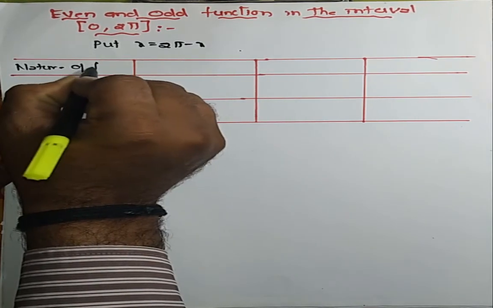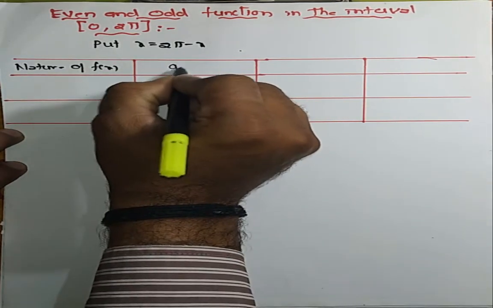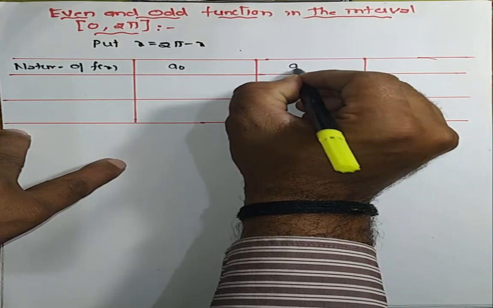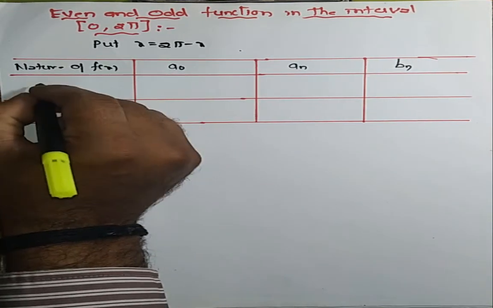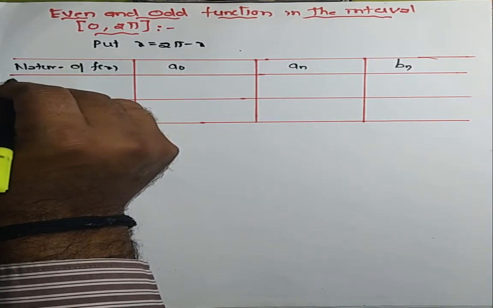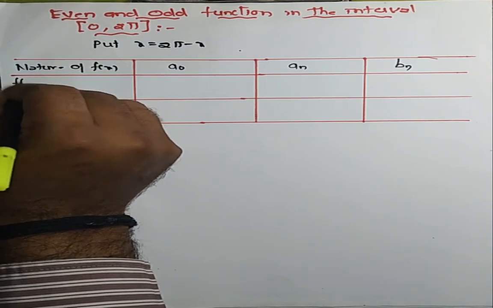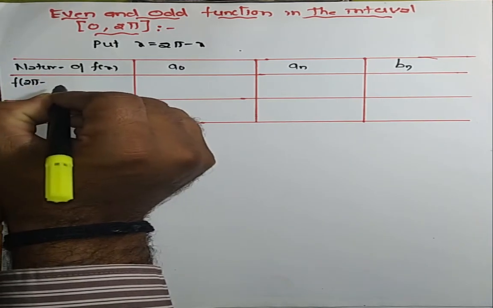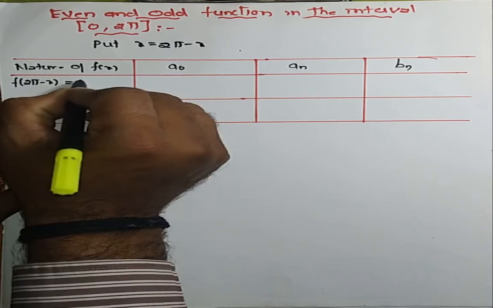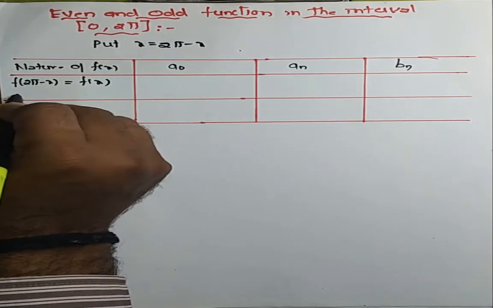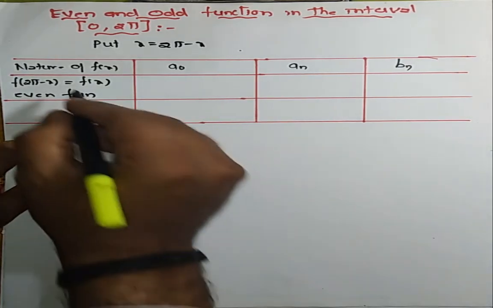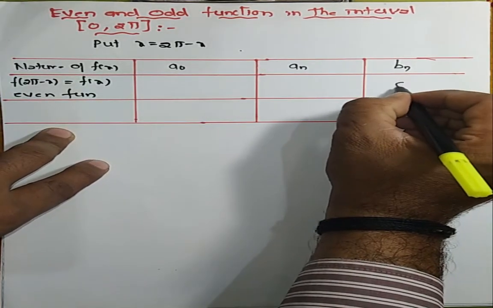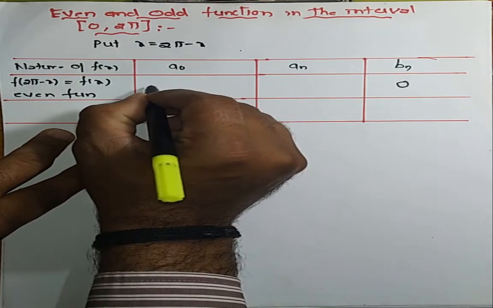So if we substitute x equal to 2 pi minus x, we check the nature of f of x, that is a naught, an, bn. If you substitute x equal to 2 pi minus x, it becomes f of 2 pi minus x, and if you get plus f of x, then the function becomes even. If the function becomes even, bn becomes 0.